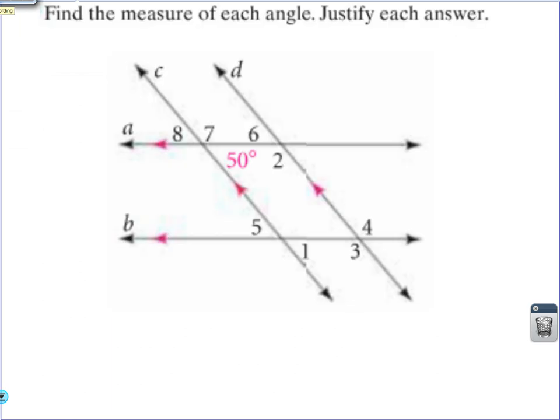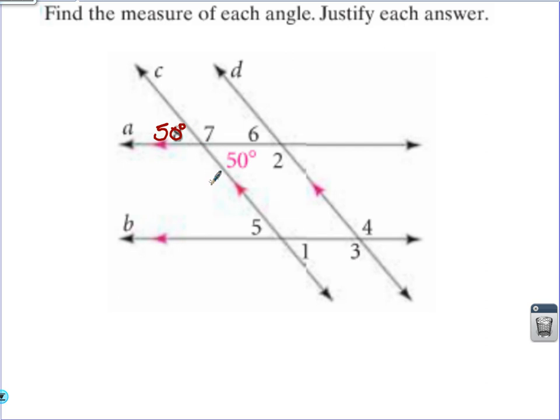Find the measure of each angle. It says justify each answer. We'll go through and I'll justify it for you. Jackie, any of them. You got a 50-degree angle. Tell me 1 through 8. Which other one do you know? Angle 8 is also 50. And if I ask her to justify that, she'd say because those two angles are vertical.